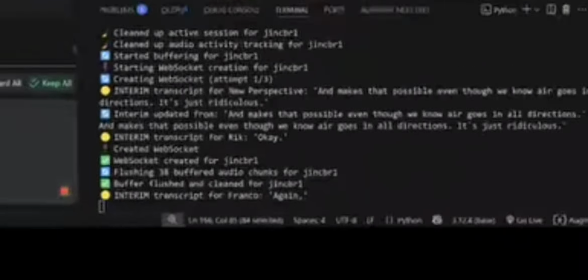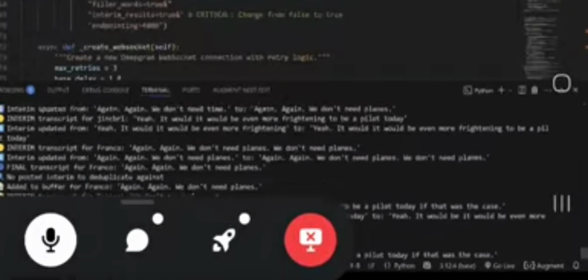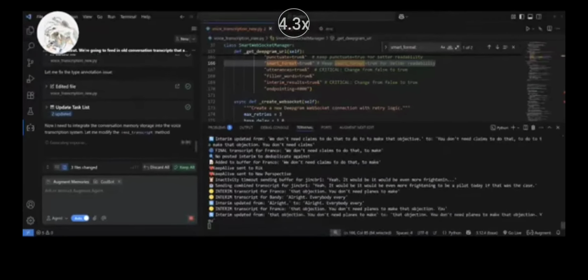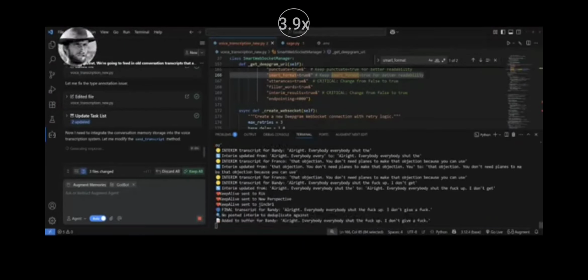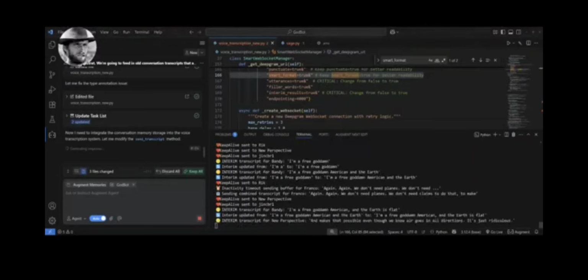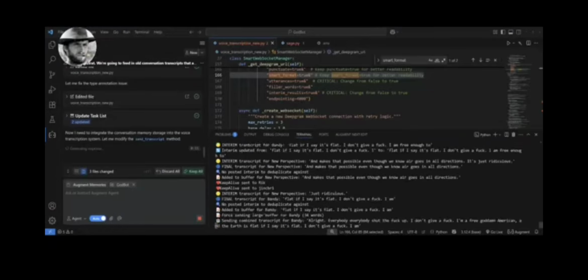Again, you don't need planes to make that objection. You don't need planes to make everybody shut the objection up, because I can use this. I'm a free goddamn American, and the Earth is flat. If I say it's flat, I don't give a damn. I am free enough to say that.